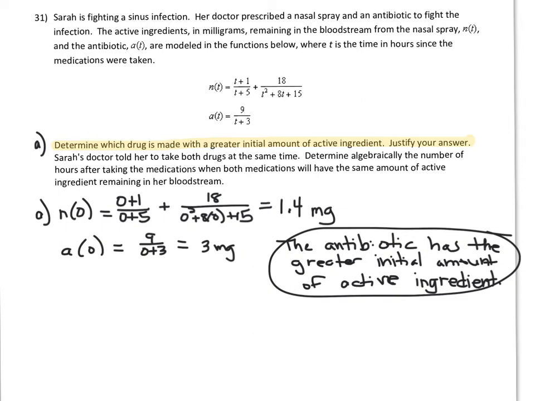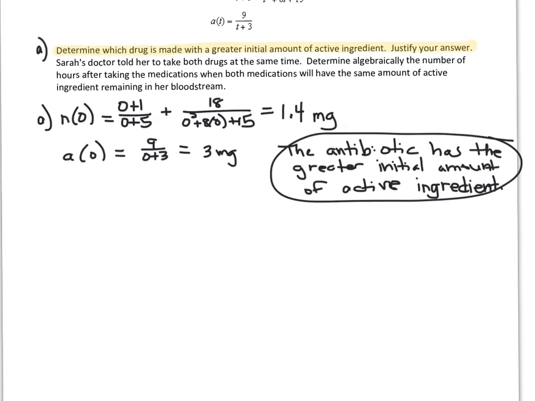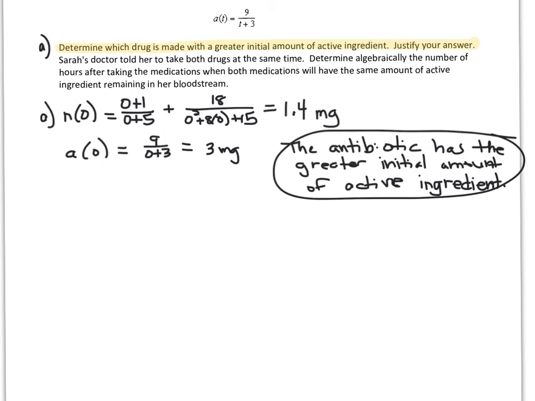Okay, now, let me just move this up and give myself a little room. The next part, let me highlight that so it stands out. Sarah's doctor told her to take both drugs at the same time. Determine algebraically the number of hours after taking the medications when both will have the same amount of active ingredient remaining in her bloodstream. All right, so to me, the word that pops out here is the same. Okay, that's our key word.